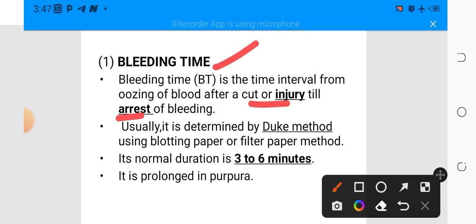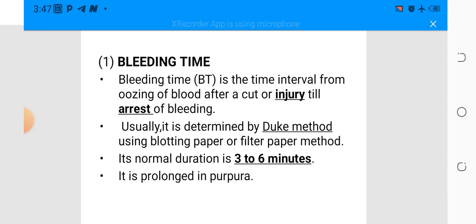Usually this is determined by the Duke method using blotting paper or the filter paper method. I will not explain this, we'll explain it as we move on. The normal bleeding time is between 3 to 6 minutes. However, it is prolonged in purpura. Purpura is a rash of purple spots due to small blood vessels leaking blood into the skin, the joints, and the intestine. So purpura is a bleeding disorder.